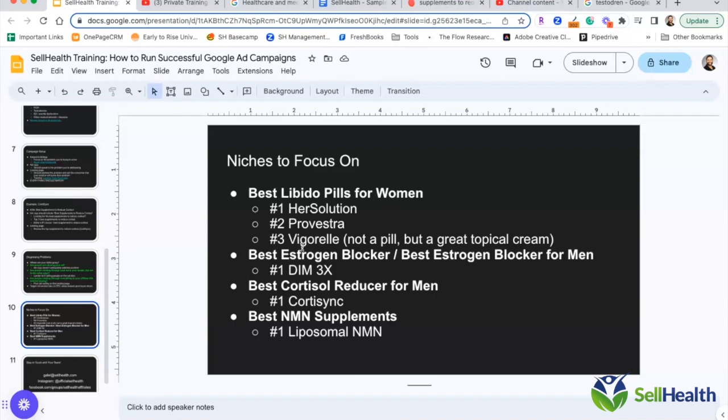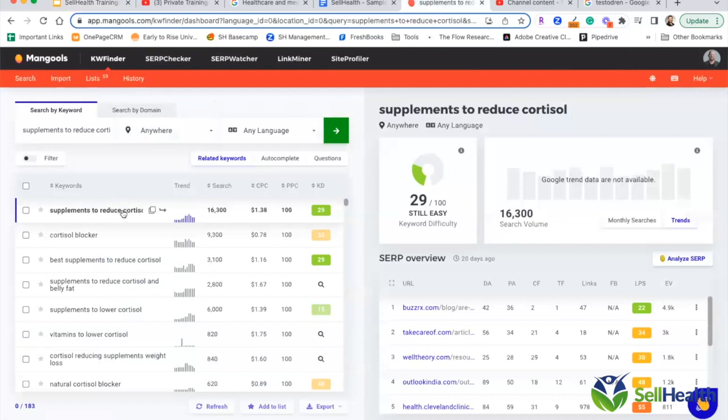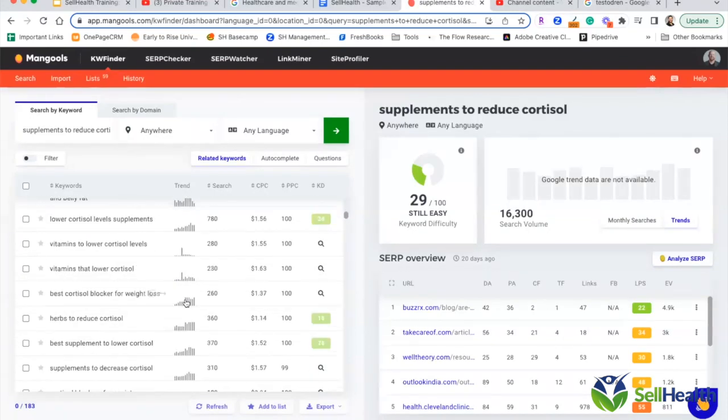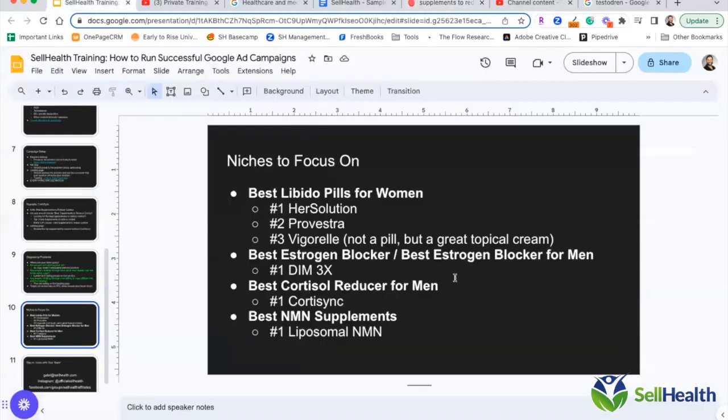Best cortisol reducer for men. This is another long tail term that gets a lot of search traffic. I just went over some of them here: supplements to reduce cortisol, cortisol blocker, best supplements to reduce cortisol, supplements to reduce cortisol and belly fat, natural cortisol blocker. There's just a ton of keywords available here, and you want to be selling Cortisync.